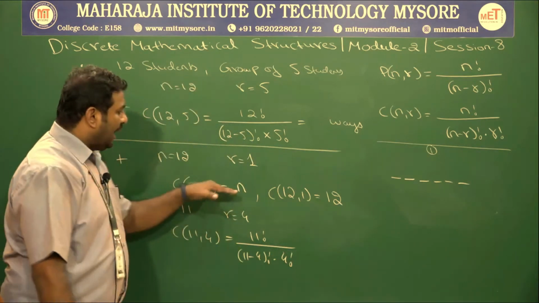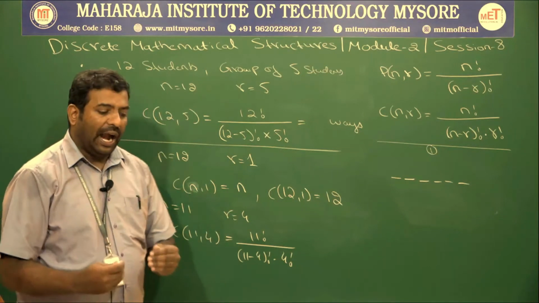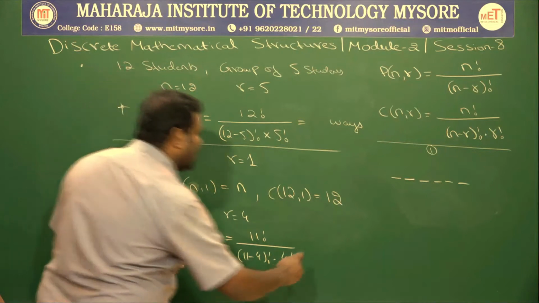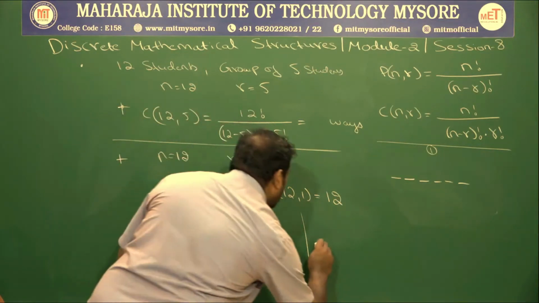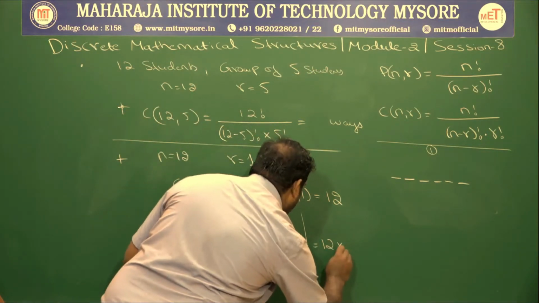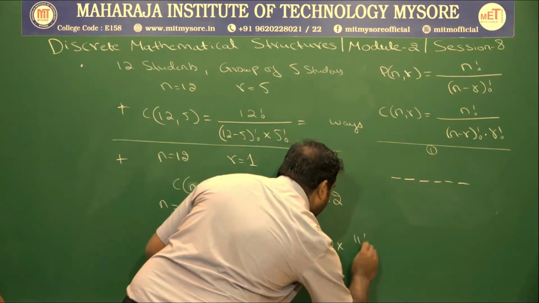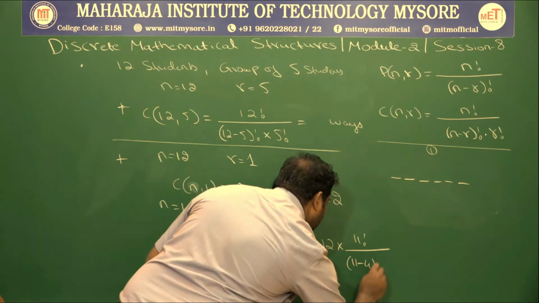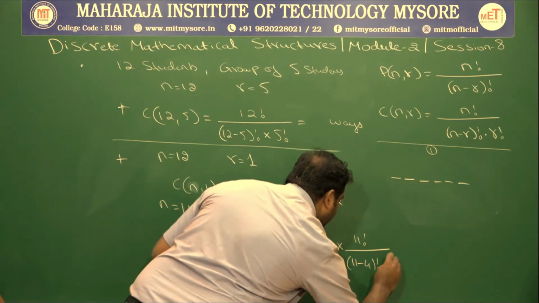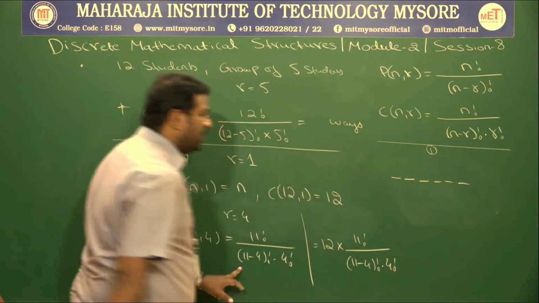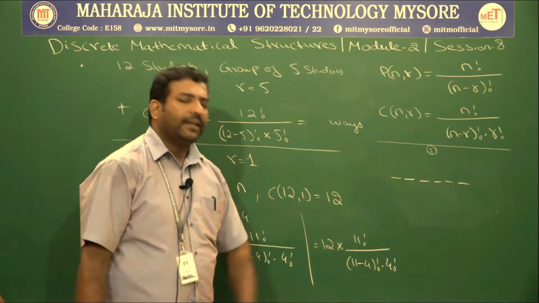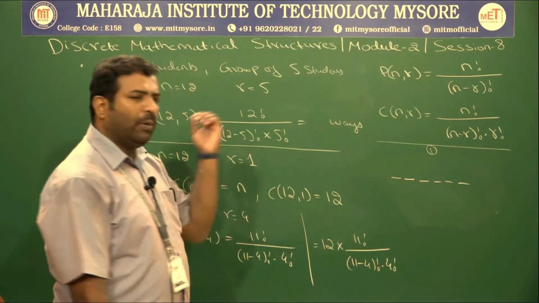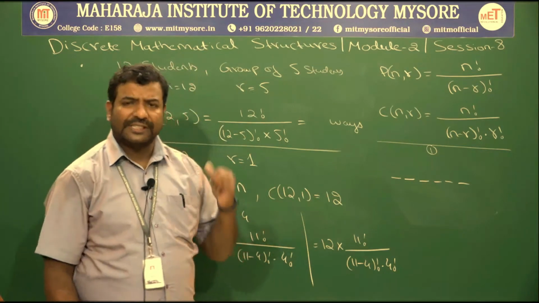Fine. So now this job and that job should be done together. Hence I need to use the product rule. Hence the final form will be 12 into 11 factorial divided by 11 minus 4 factorial into 4 factorial. Solve this, and it is going to be the number of ways. This is the way I am going to solve this. So now let me take one more variation of the same problem.